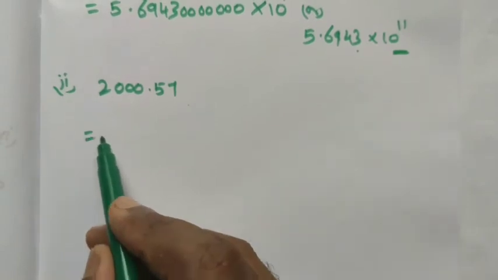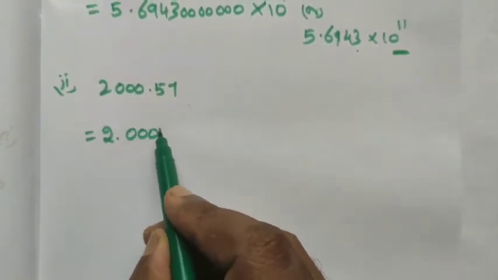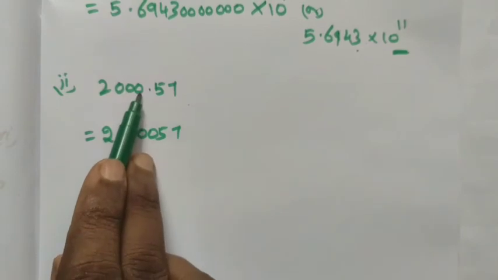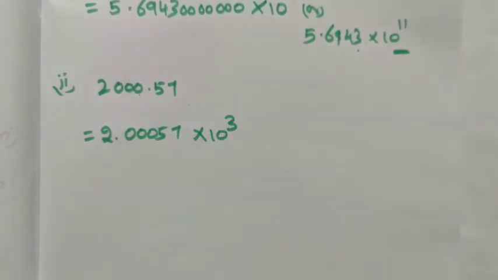Now see the second Roman number, 2000.57 is given. This term can be moved to 2.00057. How many places has it moved? 1, 2, 3. It moved to the left hand side, we have the power of 3, 10 to the power of 3, a positive power.